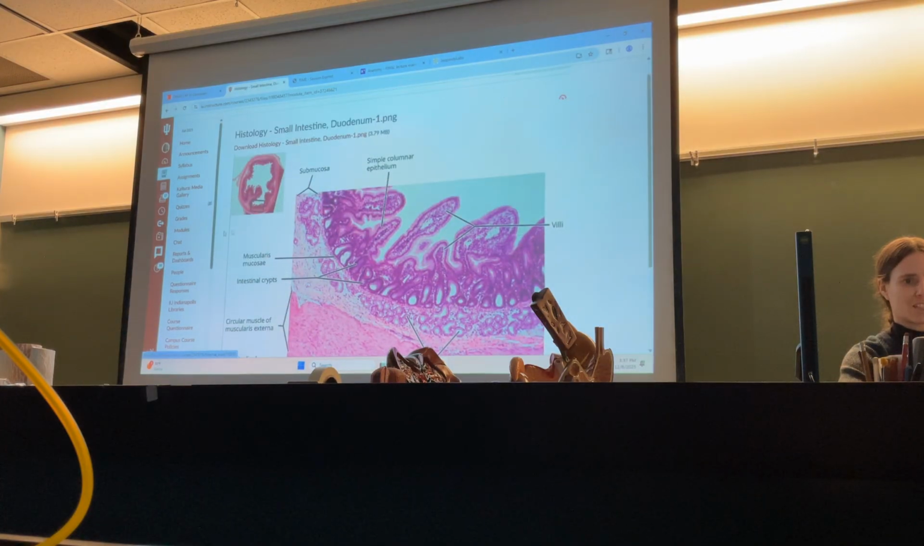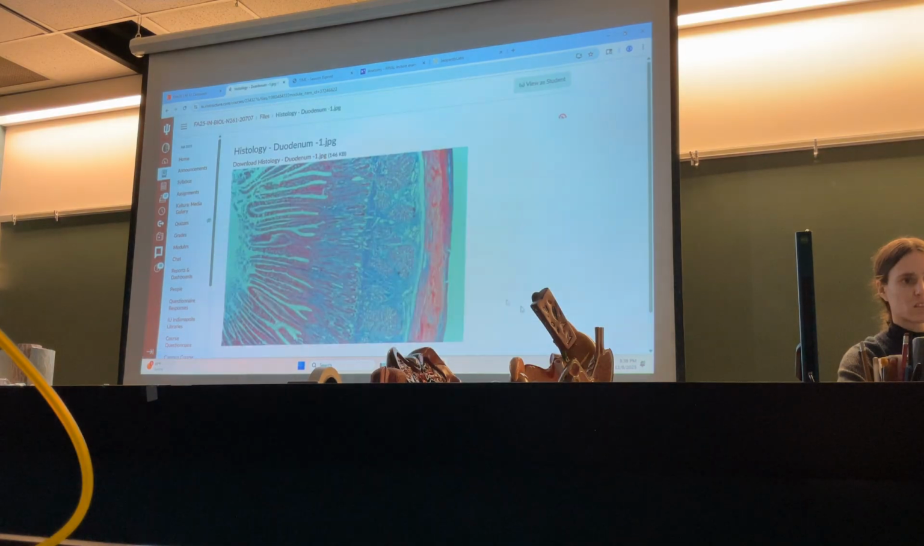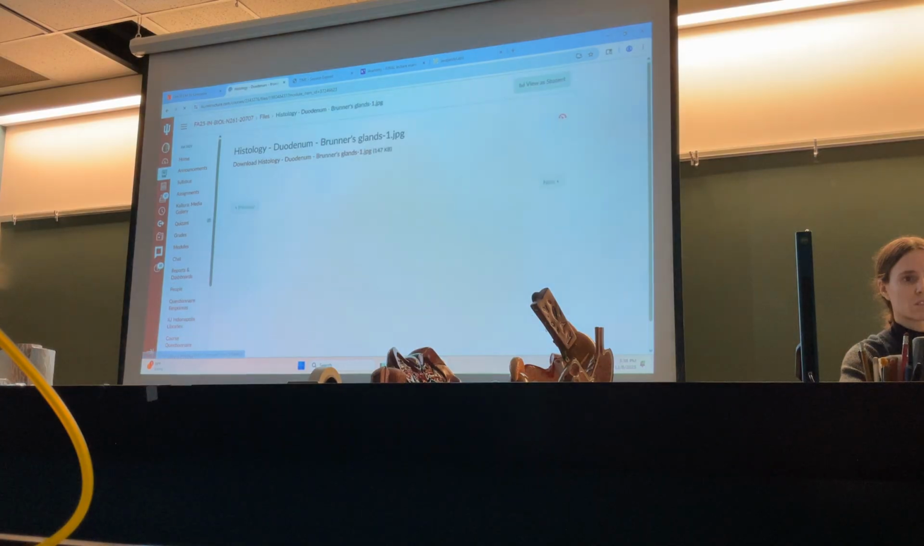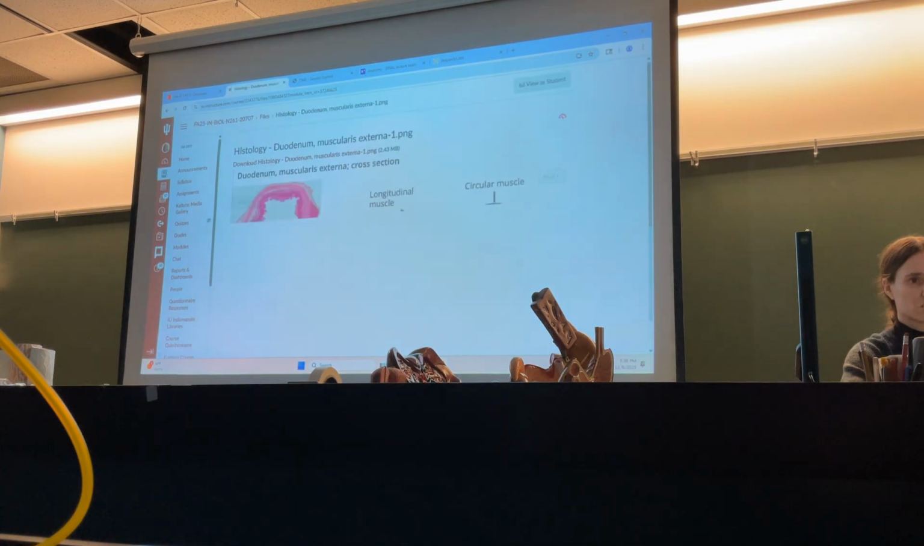Now, small intestine again, we can see those finger-like projections, those villi. Be able to identify the duodenal glands or the Brunner's glands here, muscularis externa, and then serosa. So again, how can you tell this is the duodenum? Look for those glands, those Brunner's glands, the duodenal glands. Same image, just a different color.